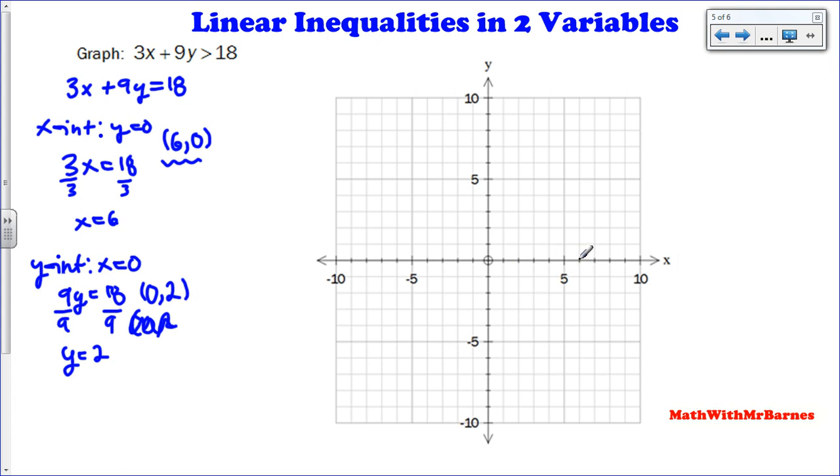(6, 0) is right here. And then (0, 2). Sorry, I keep saying (2, 0). (0, 2) is right there. Now what I need to do is graph my line.